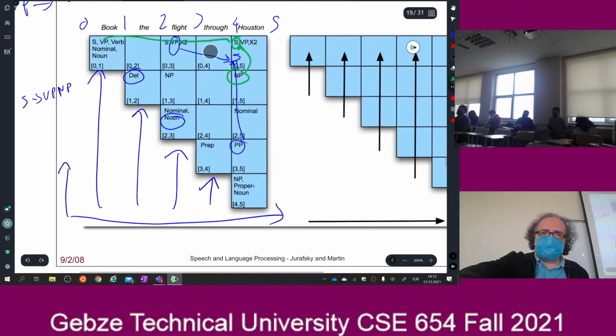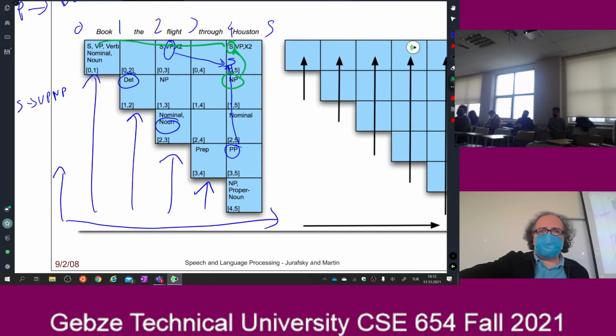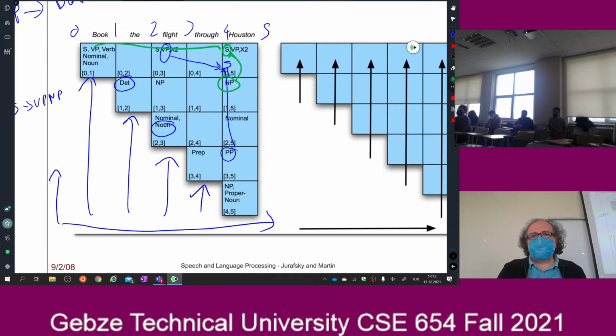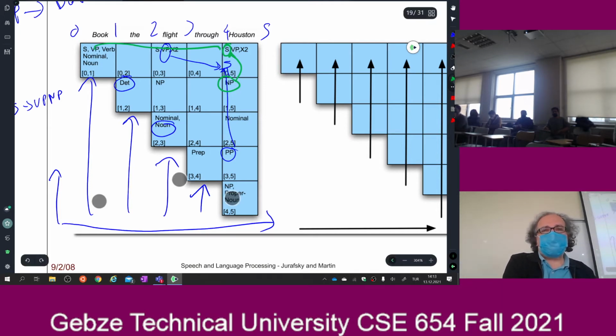Since this box is empty, I am not going to look at 0 to 4, 4 to 5. So what is the complexity of it? I am going over the columns. That means the number of words.